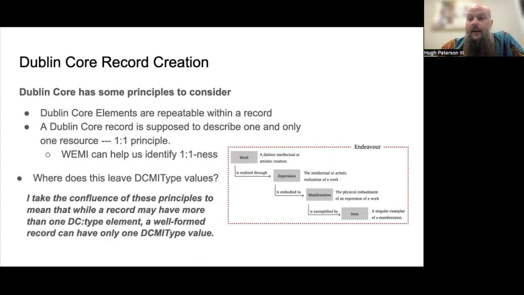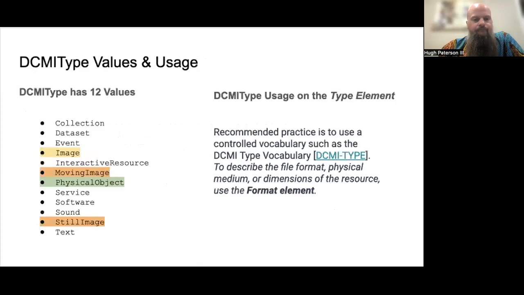And the guidance in the DCMI types suggests that the element type can be used multiple times. The qualification of that type using the DCMIType vocabulary is exclusive, one-to-one per record. There are 12 values, and we're going to talk about the PhysicalObject one, which is green. But of those 12 values, MovingImage and StillImage need to qualify also as Image, and so they might be able to be conceived as being a subcategory.